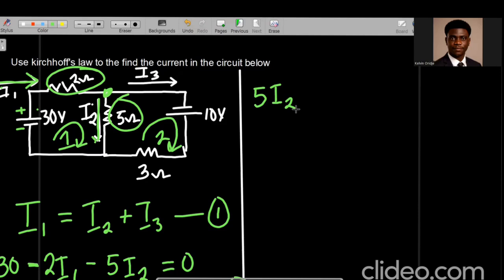Then we'll go on to the next component, which is the 10-volt battery. So this is the negative and this is the positive. If the current is moving through, this current I3 comes and passes through the positive side. So this is going to be positive 10 volts. Then we'll go on to the 3 ohm resistor. The current I3 is also flowing through the 3 ohm resistor, and if you look at the loop and the current, they are in the same direction. So this is going to be negative 3I3, and this is equal to 0.